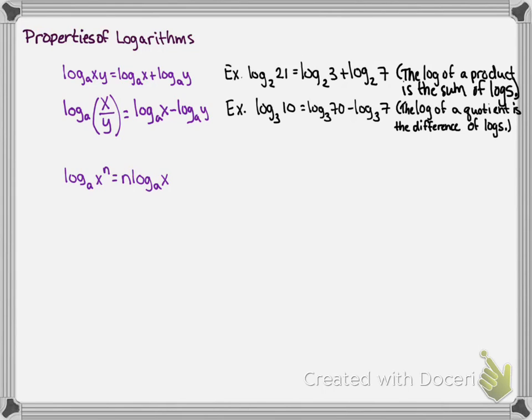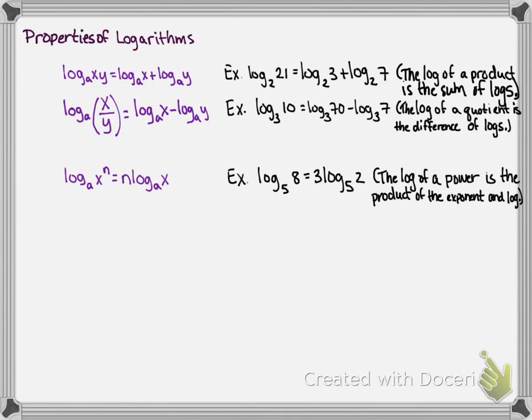And then log base a of x to the n can be rewritten as n times the log base a of x. So for example, the log base 5 of 8, and 8 could be written as 2 cubed. This could equal 3 times the log base 5 of 2. And in words, the log of a power is the product of the exponent and logs. Now, we don't always have to start from the left and go to the right. We could also start from the right and go to the left. So these properties work in both directions.